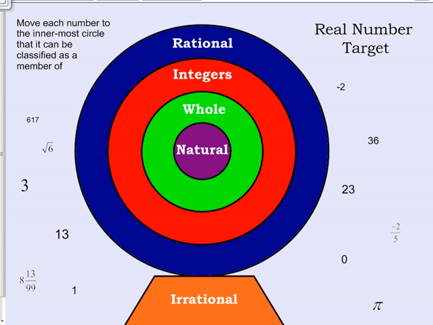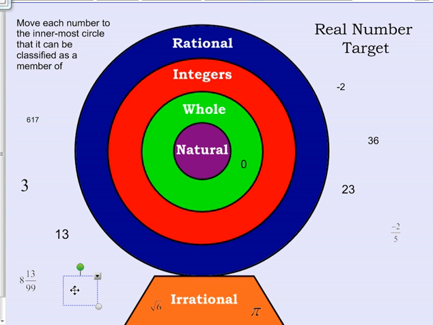All right, so as we go through, we can categorize all of these just for some practice. So we have pi is an irrational number. We just talked about the square root of 6 is an irrational number. All right. 0 is not a natural number, but it is a whole number. All right, and so on and so forth.